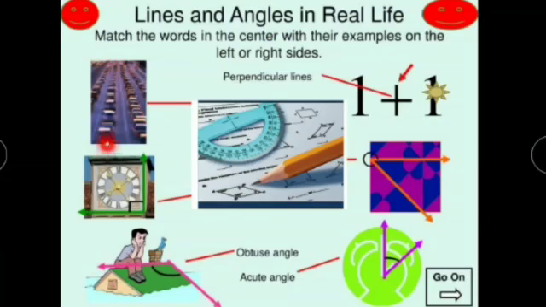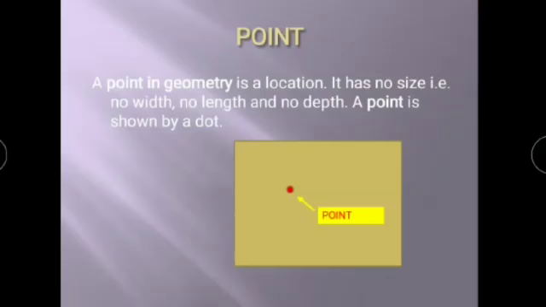If you look around yourself in your surroundings, you will see enormous use of lines and angles. And this all begins with a point. A point in geometry is a location. It has no size, that is, no width, no length and no depth. A point is shown by a dot.